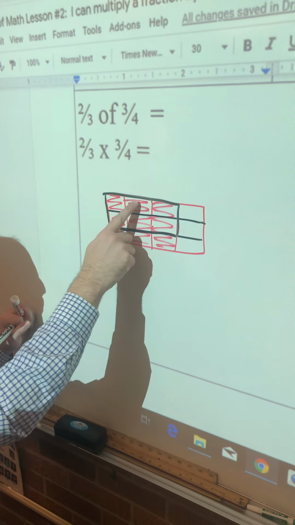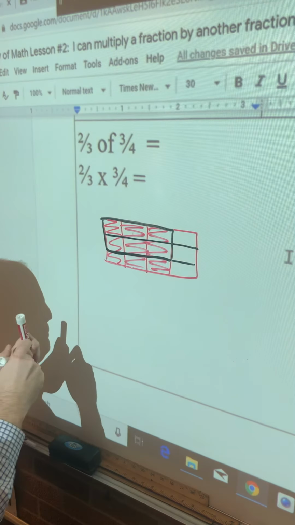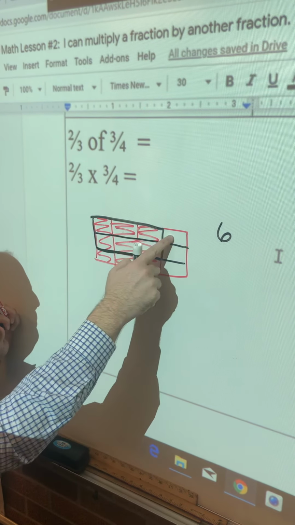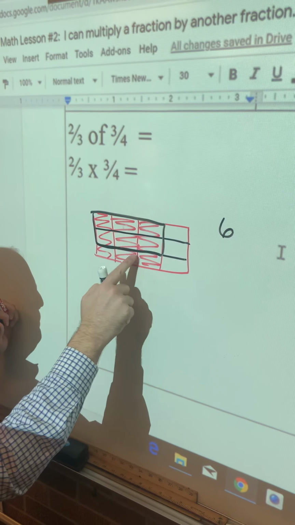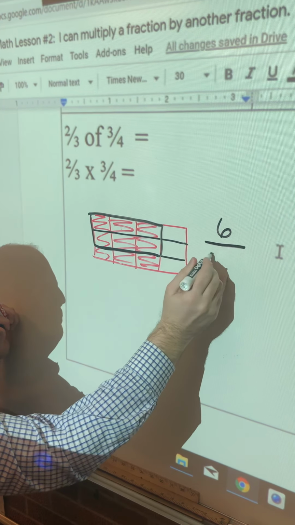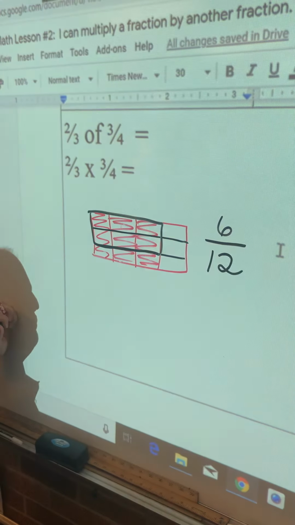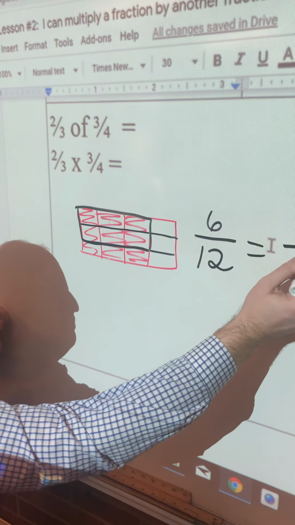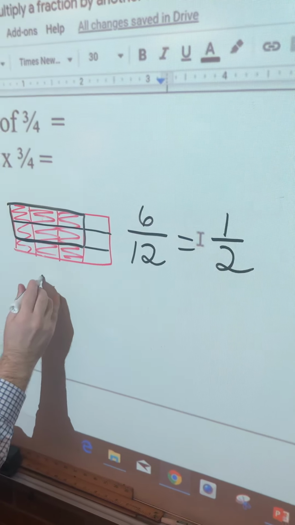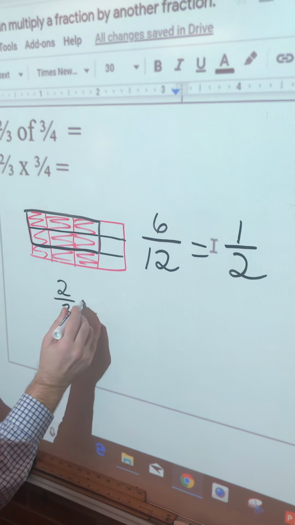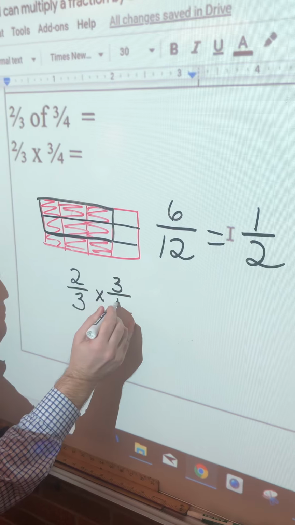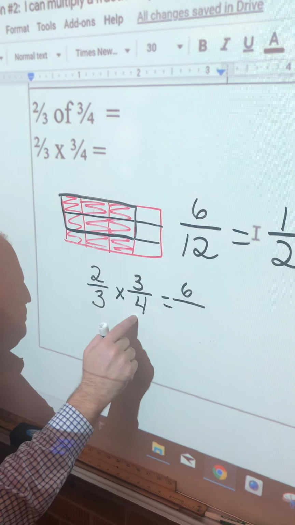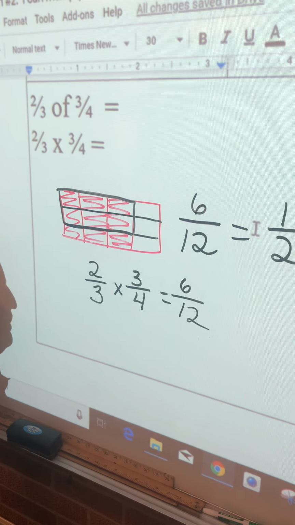And then I see that there are 1, 2, 3, 4, 5, 6 pieces out of 1, 2, 3, 4, 5, 6, 7, 8, 9, 10, 11, 12 total pieces. I know that this is equal to 1/2, so I'm actually going to reduce that to 1/2. And again, 2/3 times 3/4. 2 times 3 is 6, 3 times 4 is 12, and that's where I got that answer.